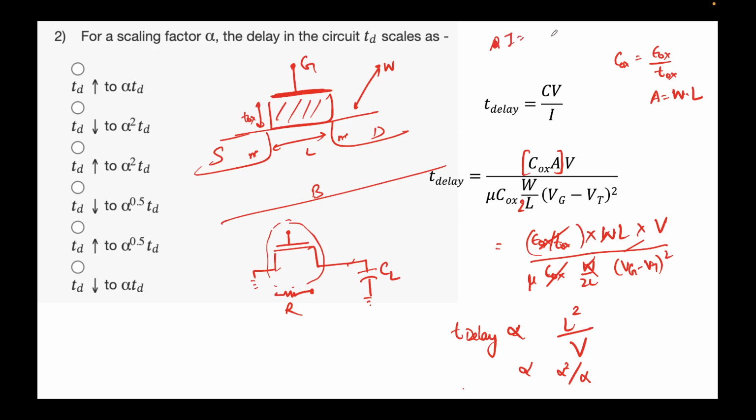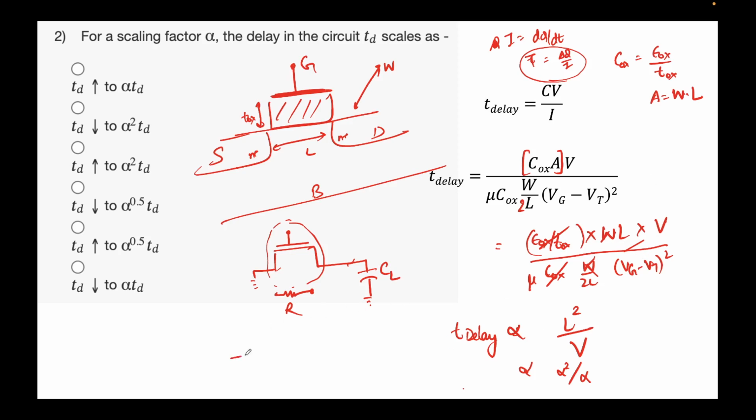I equals dq over dt. So from this, time dimension would be delta q over I. So this is correct. Q is CV, that I have written correctly. C is your epsilon ox times A, which is correct. This is into V. This is the expression for current: mu Cox W over L Vg minus Vt whole squared. And so T delay will come out to be, so this becomes L squared times V.